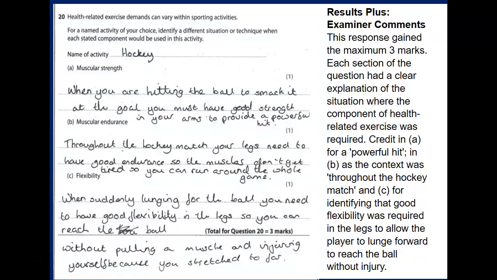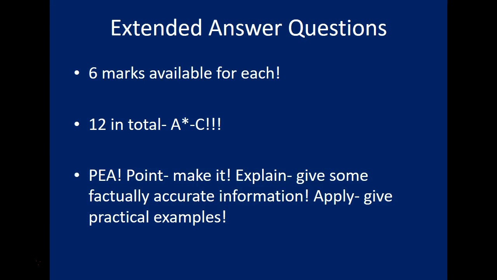As we can see here, the examiner's comments state that this student received 3 marks. So each section of the question had a clear explanation of the situation. They applied it to hockey and they used key terminology: a powerful hit for muscular strength, and throughout the hockey match for muscular endurance. And finally, they mentioned players lunging forward to reach the ball for flexibility.